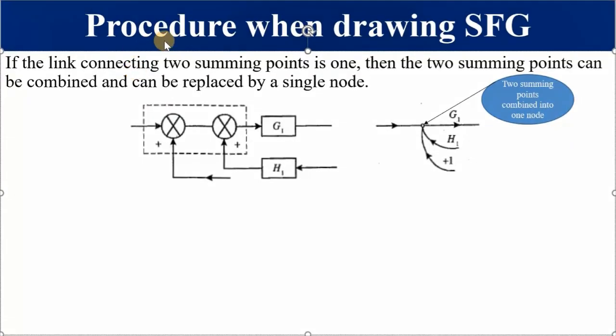Then also more on procedure: if the link connecting two summing points, this is the link connecting this summing point to this summing point, is 1, then the two summing points can be combined and replaced by a single node. Please note that this is the node representing the two summing points, and we still have a unit gain of positive 1, a gain of G1, and a transfer function, which you could also refer to as a gain of H1. We are simply emphasizing the representation of two summing points connected by one link by just one node.